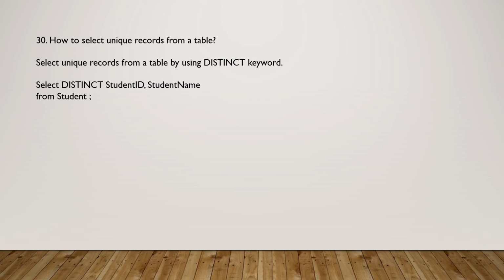How to select unique records from a table? Select unique records from a table by using the distinct keyword. Select distinct student ID, student name from student table.